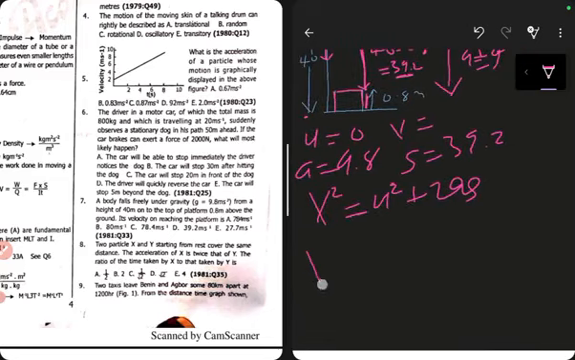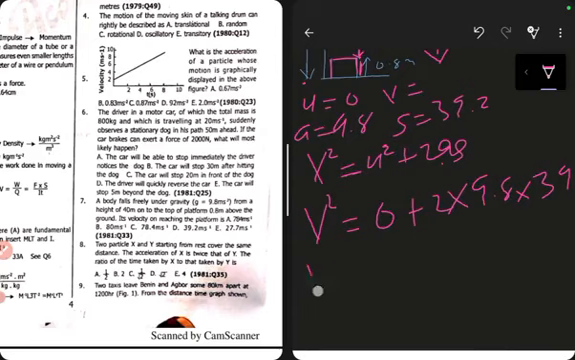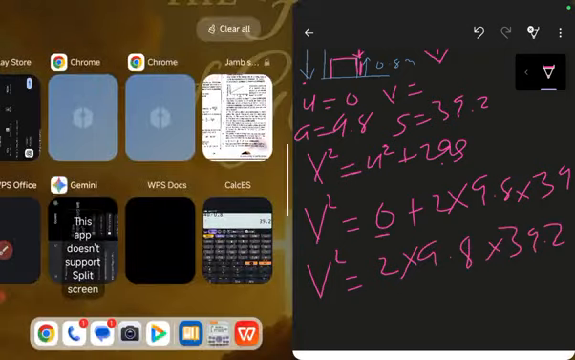So v squared, we are looking for that v. We don't know it. It is equal to u squared, which is 0, plus 2a. Now, you know the acceleration is positive g. So this is 9.8 times s, which is 39.2. So v squared will be equal to 2 times 9.8 times 39.2. So let's do that: 2 times 9.8 times 39.2. So let's go on.